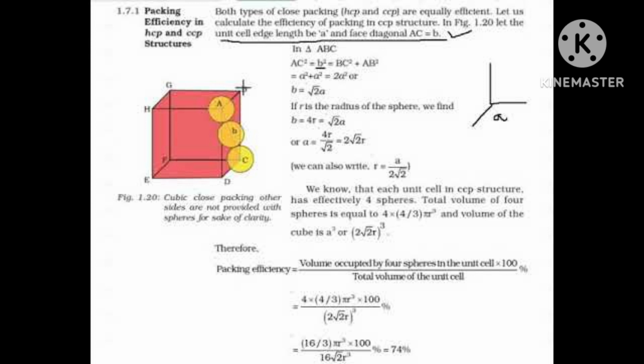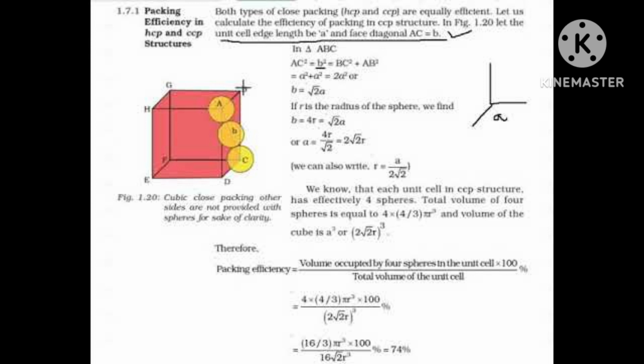You are knowing both A and R, meaning the radius value, and the cube side value A as well. After that, all things are easy. You know the volume of the cube.